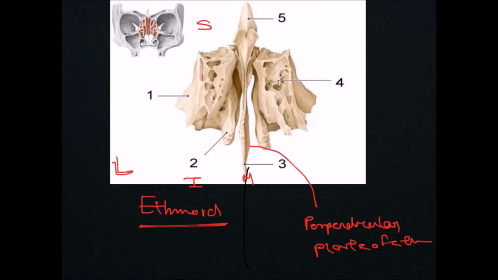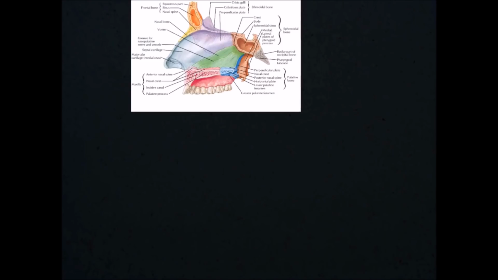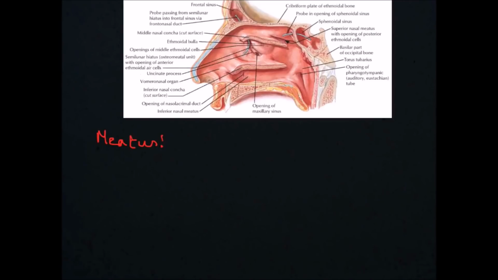If we see the diagram of the nasal septum, I'll show you. This is the diagram of the nasal septum. You just see this part. This is the perpendicular plate of the ethmoid bone. The perpendicular plate of the ethmoid bone is responsible for the formation of the medial wall of the nasal cavity, or the formation of the nasal septum. So what is meatus?